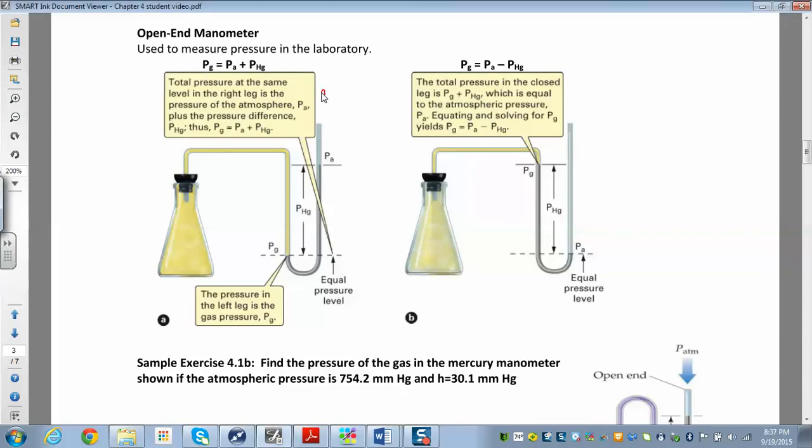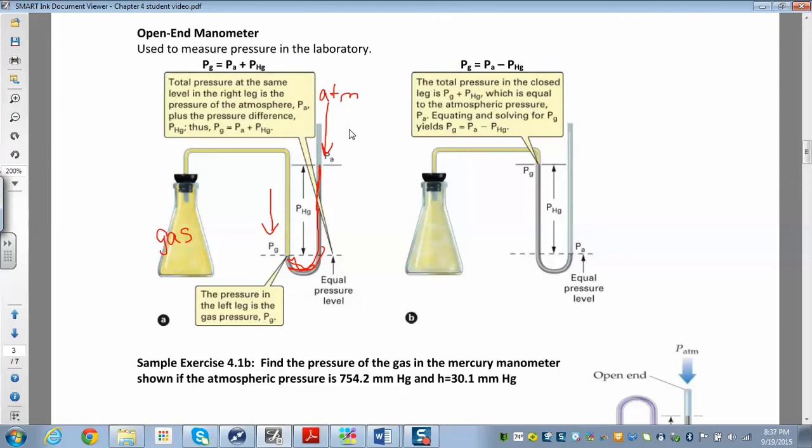So your atmospheric gas is exerting a certain amount of pressure on this column of mercury. There's a column of mercury here. I'm going to try to color that red. That's all mercury, trapped in this tube. And then you have a gas over here that's in a flask. Those gas molecules are exerting a certain amount of pressure on this column of mercury on this side. And then the atmospheric gases are exerting a certain amount of pressure on this column of mercury on this side.